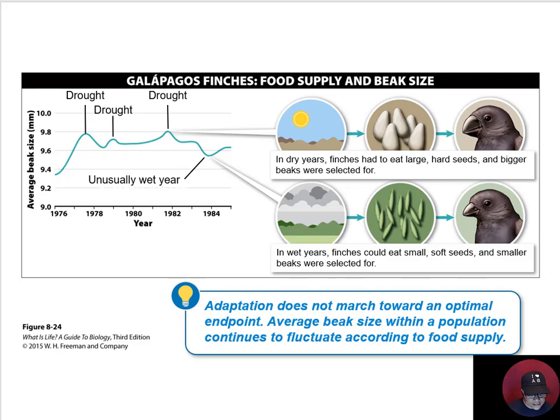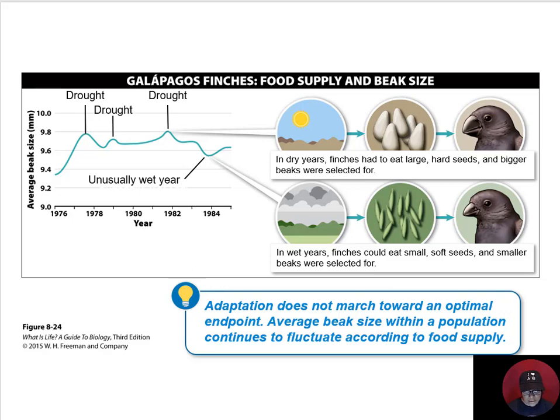So let's take a look at Galapagos finches, the birds, and food supply, and how that relates to beak size. So along the same lines, here's what's really interesting. Adaptation does not march towards an optimal endpoint.